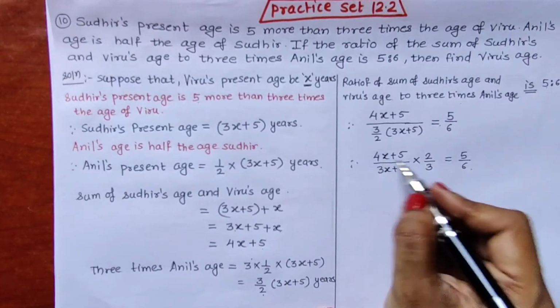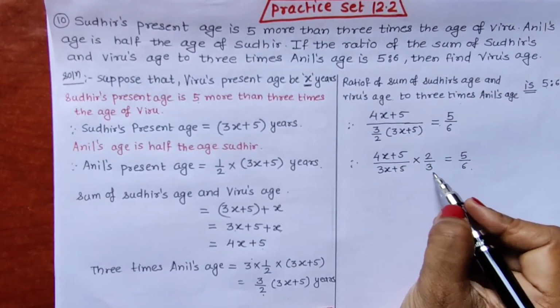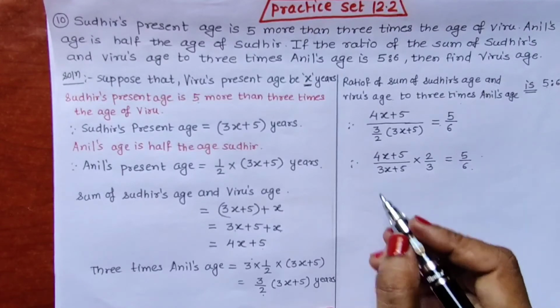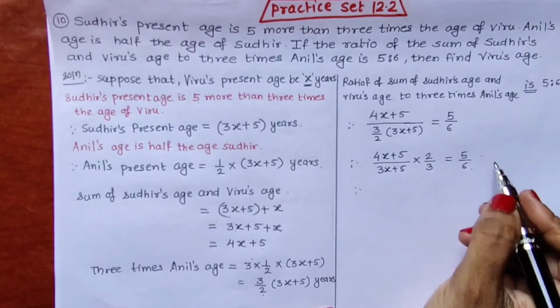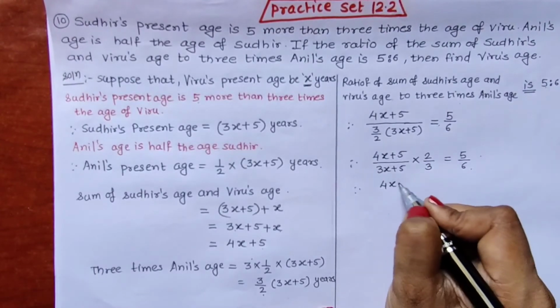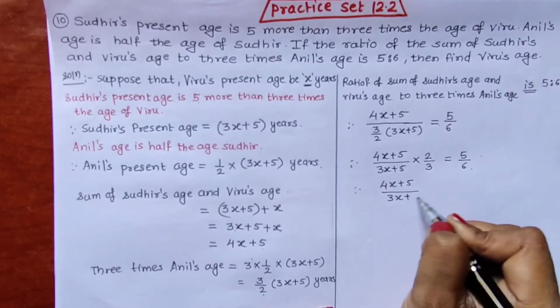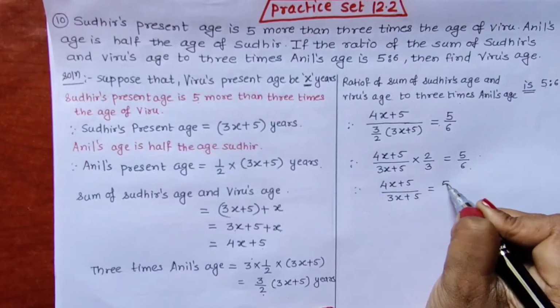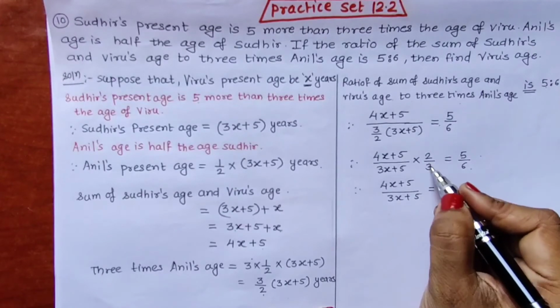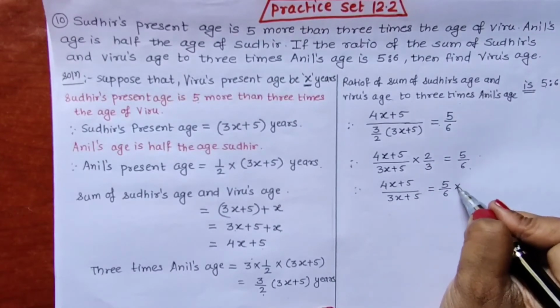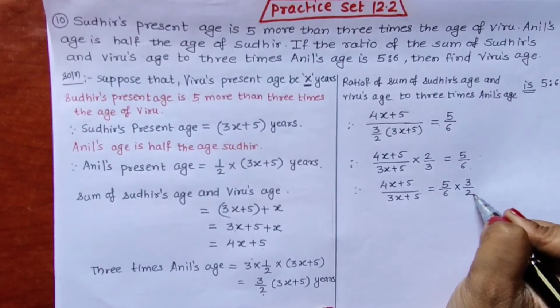Now if we want we can multiply here, or we can transfer this 2 upon 3 again on the left hand side. From left to right hand side. So 4x plus 5 as it is I am writing. 3x plus 5 as it is I am writing. 5 upon 6 as it is. This multiply by 2 upon 3 will become 3 upon 2 again.